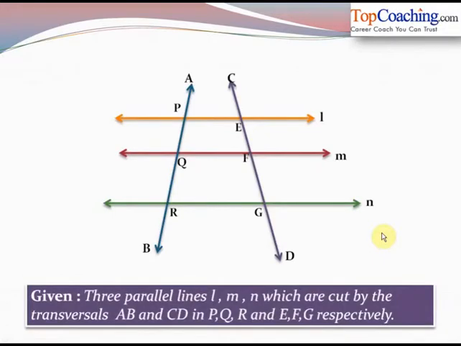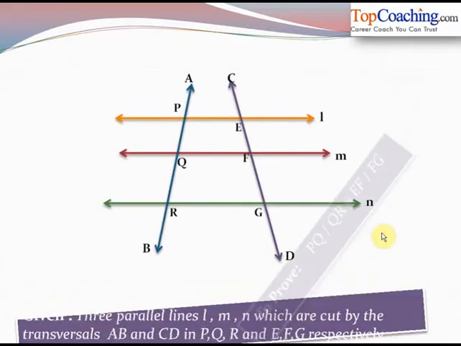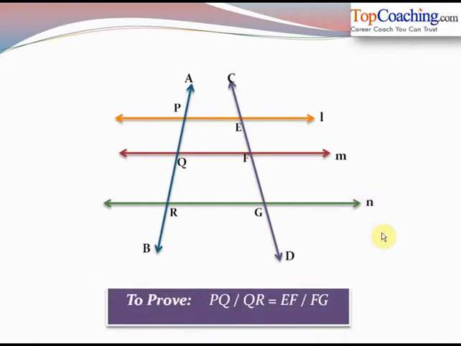Given to us are three parallel lines L, M, N, which are cut by the transversals AB and CD at the points P, Q, R and E, F, G. Now we have to prove that PQ by QR is equal to EF by FG. So this is one intercept and this is the other intercept. Similarly, this is one intercept and this is the other intercept on the line CD. So we have to prove that PQ by QR is equal to EF by FG.